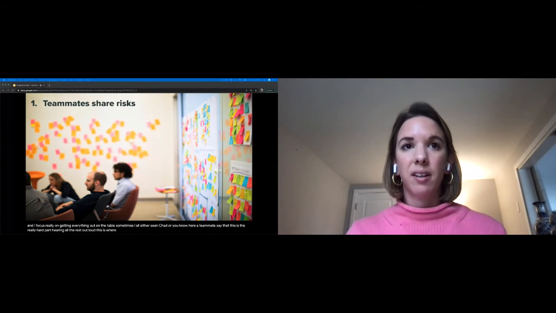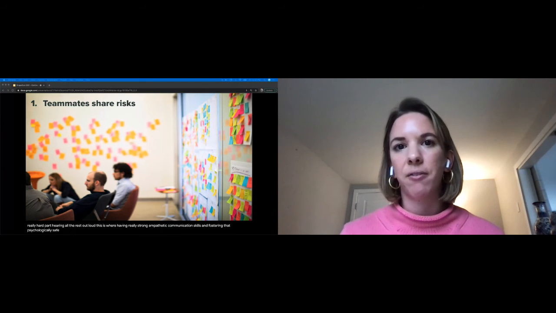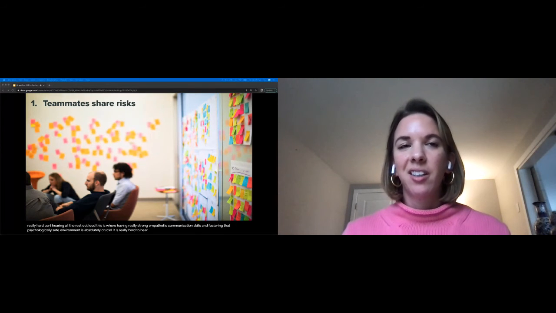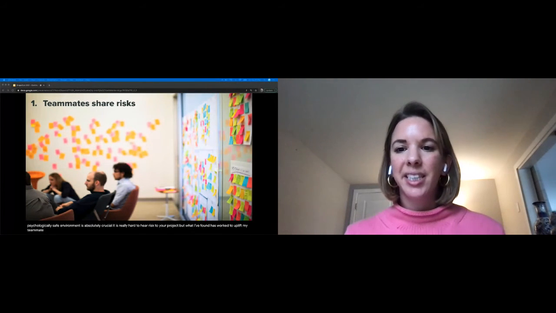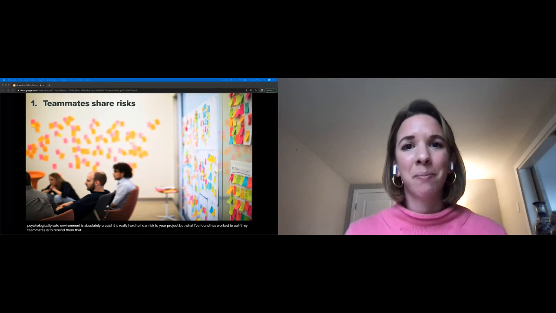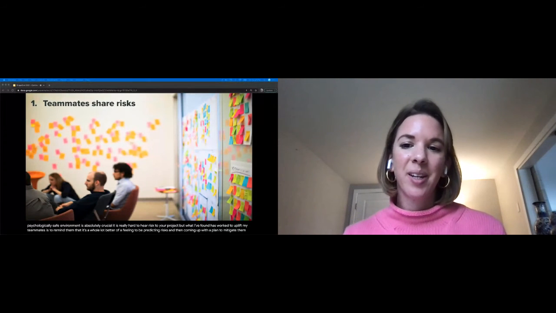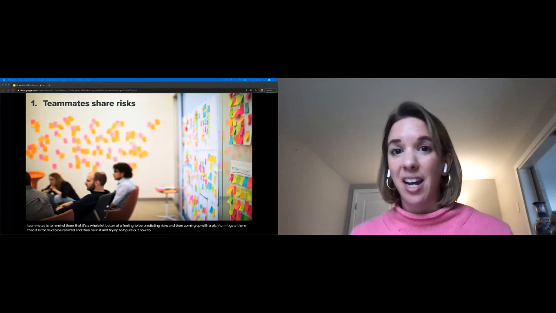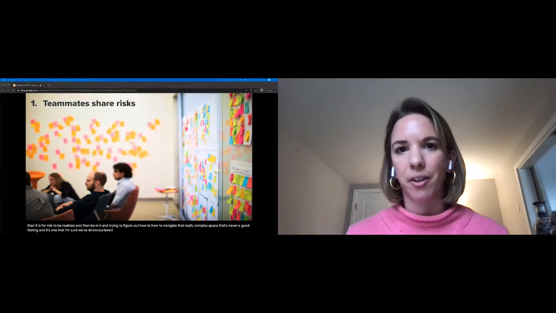This is where having really strong empathetic communication skills and fostering that psychologically safe environment is absolutely crucial. It is really hard to hear risks to your project. But what I found has worked to uplift my teammates is to remind them that it's a whole lot better of a feeling to be predicting risks and then coming up with a plan to mitigate them than it is for risks to be realized and then be in it and trying to figure out how to navigate that really complex space. That's never a good feeling, and it's one that I'm sure we've all encountered throughout our careers.